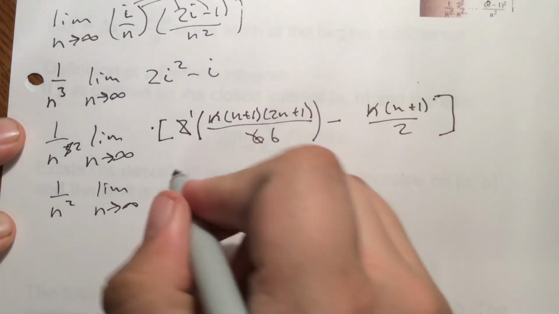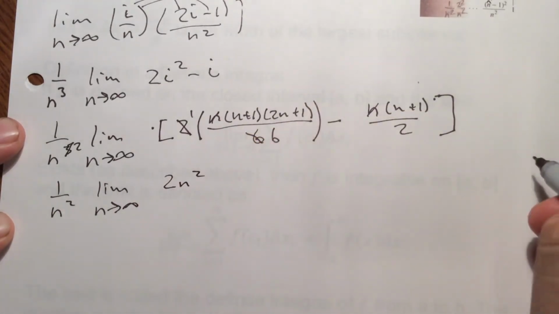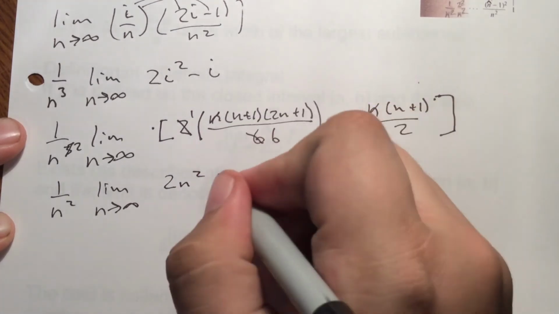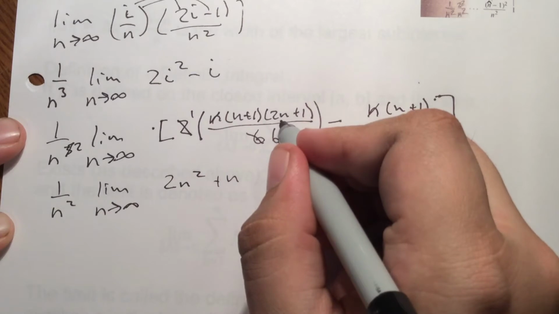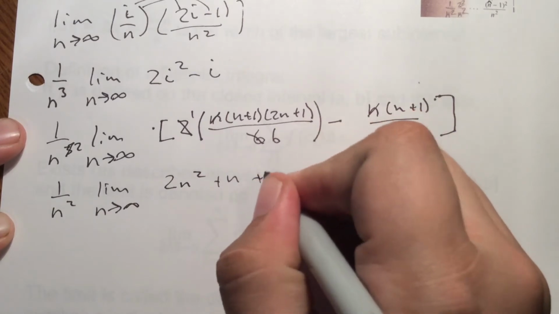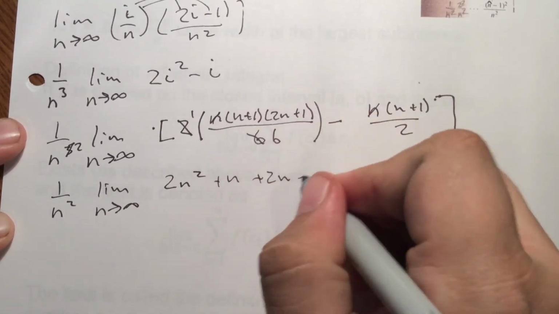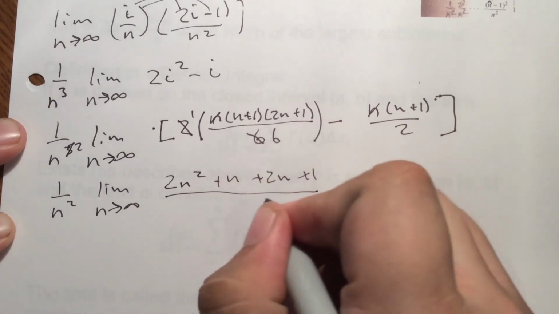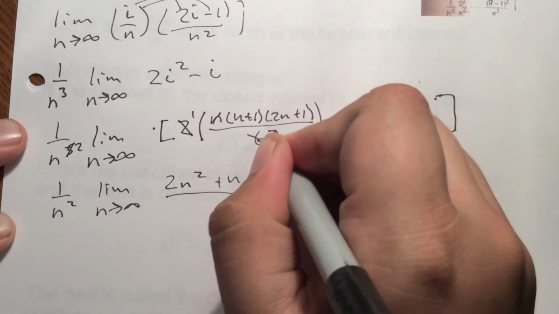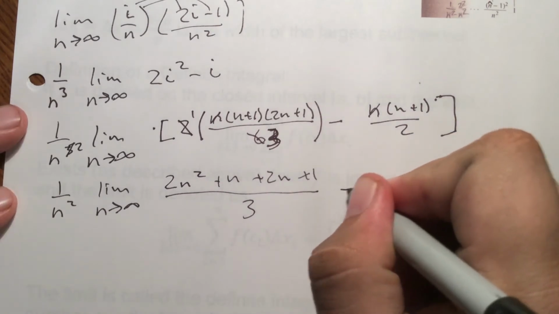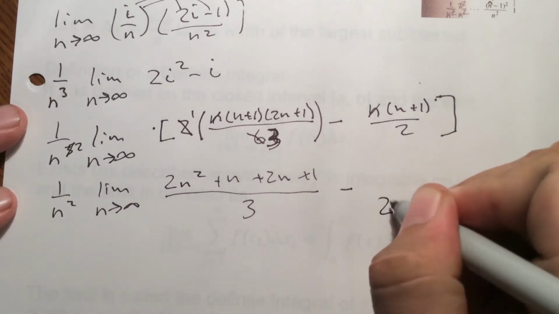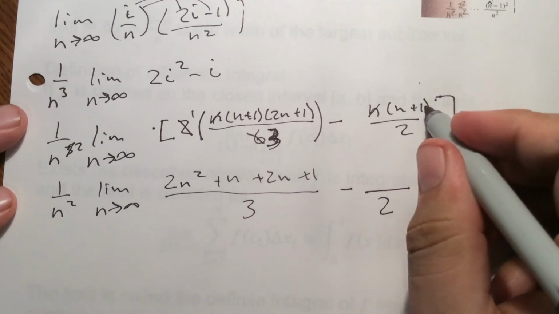So n and 2n would make 2n squared. n and 1 plus an n, 1 and 2n would be plus 2n, and 1 and 1 would be plus 1. That's all over 3 and not 6. Wow, sorry. So over here we can minus 2n and 1.